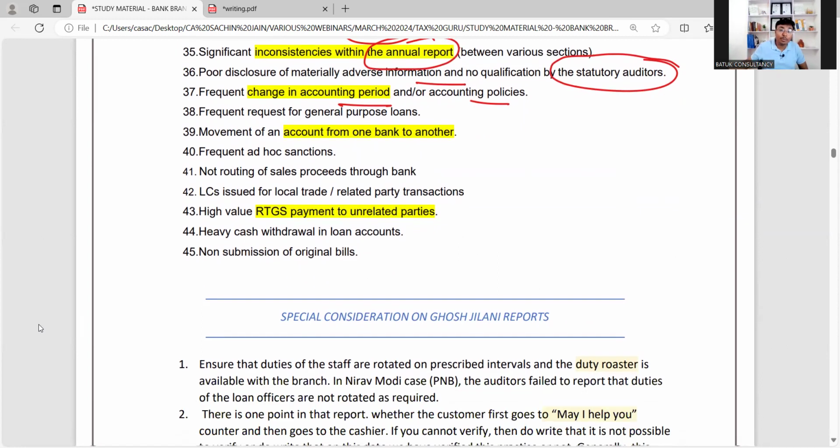Frequent requests for journal purpose loans, movement of account from one bank to another, every year he keeps changing his limit. In that case this is also a situation. Frequent and ad hoc sanctions.